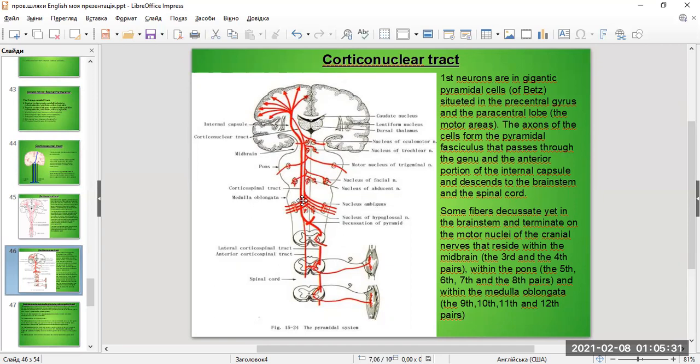Some fibers decussate in the brainstem and terminate on the motor nuclei of the cranial nerves that reside within the midbrain, the third and fourth pairs; within the pons, the fifth, sixth, seventh, and eighth pairs; and within the medulla oblongata, the ninth, 10th, 11th, and 12th pairs.